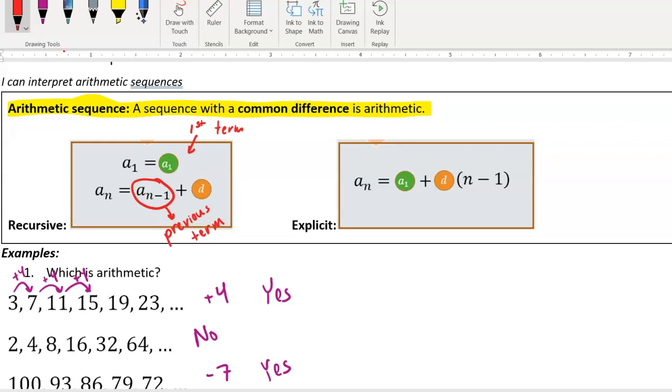Okay, so that represents the phrase, previous term. So we take the previous term and then add whatever your constant difference is. So D represents what we call the common or constant difference. For some reason I can't write. Here we go.